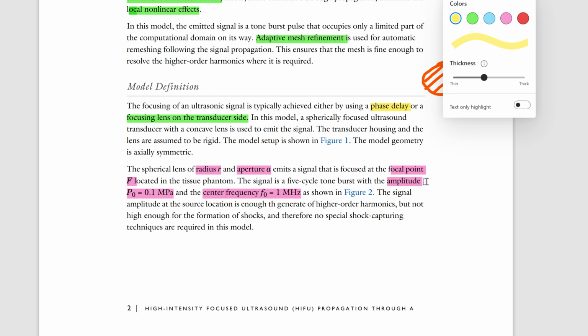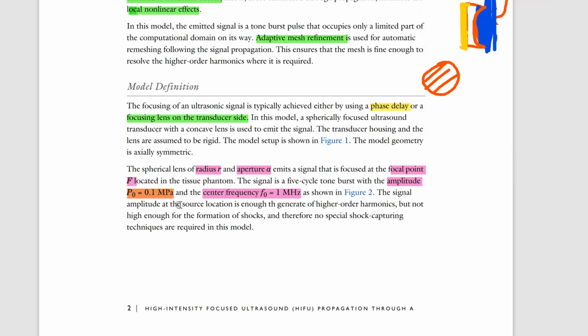So as shown in figure 2, the signal amplitude at the source location is enough to generate higher order harmonics, but not high enough for the formation of shocks. So we're saying that the signal amplitude at the source location, our original amplitude, I think it's this one here. Yeah, now that's orange.